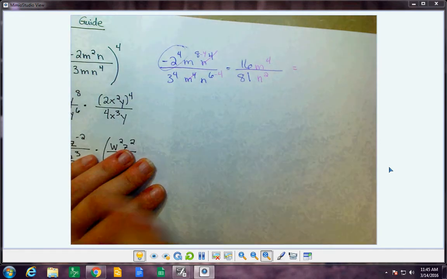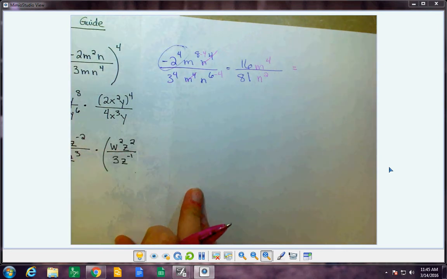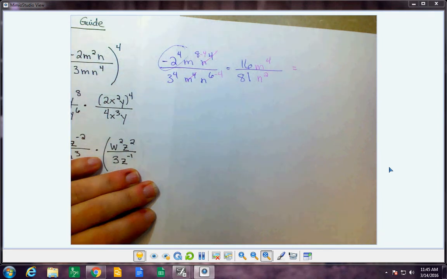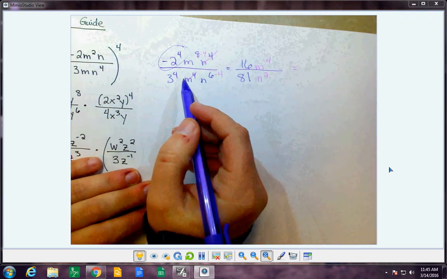Oh, I can't reduce that fraction actually. Looking at that, I do not see anything that I can reduce. Oh, I see that I made a mistake. Sorry, I'm going too fast. Did you guys catch my mistake going through?